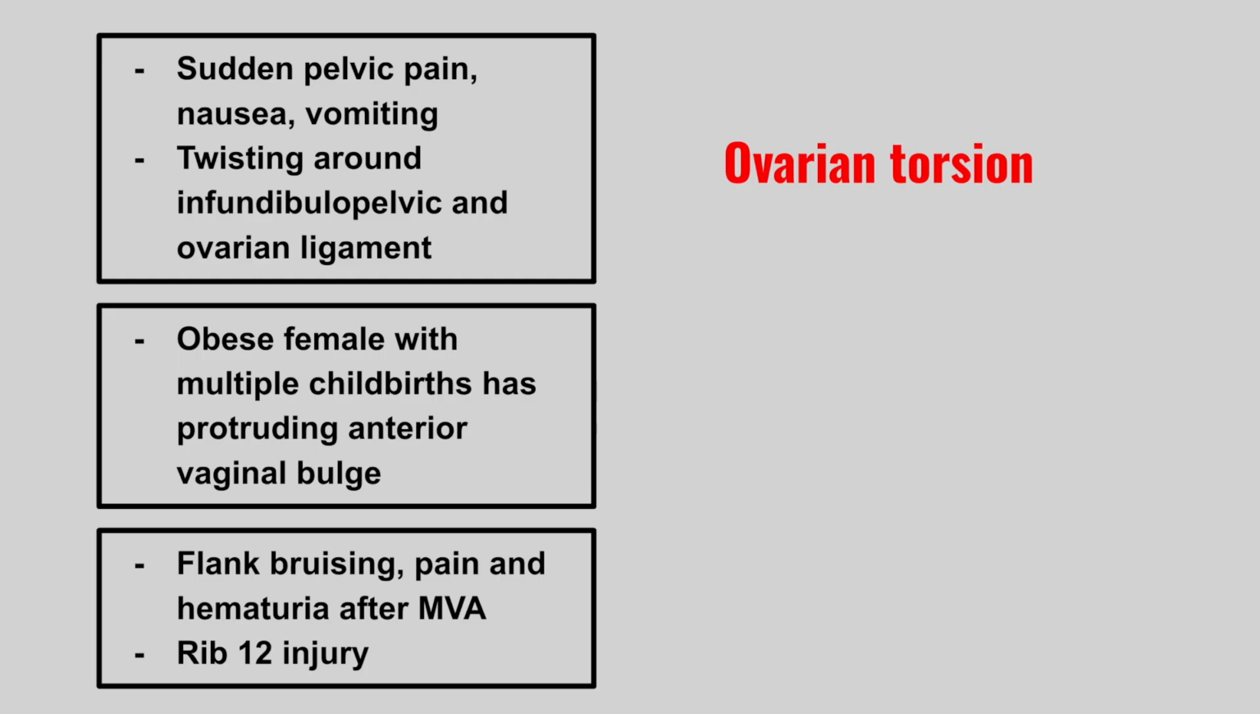Next, we have an obese female with multiple childbirths and has protruding anterior vaginal bulge. So this is a cystocele. Remember, the cystocele is when we have the bladder that's protruding beyond the pelvic organs. Next, we have flank bruising, pain, and hematuria after a motor vehicle accident, and we have rib number 12 injured. So this is a renal injury.